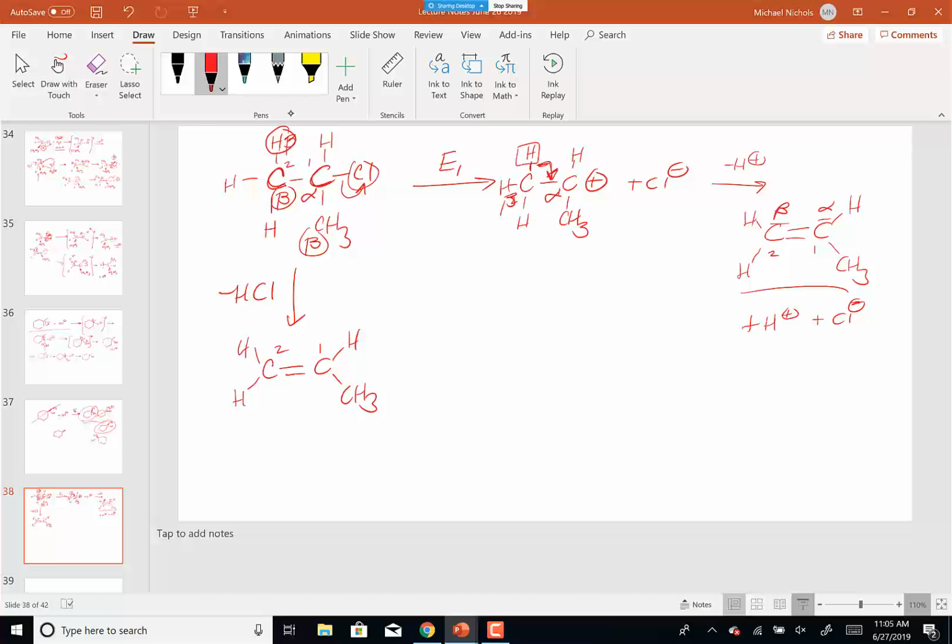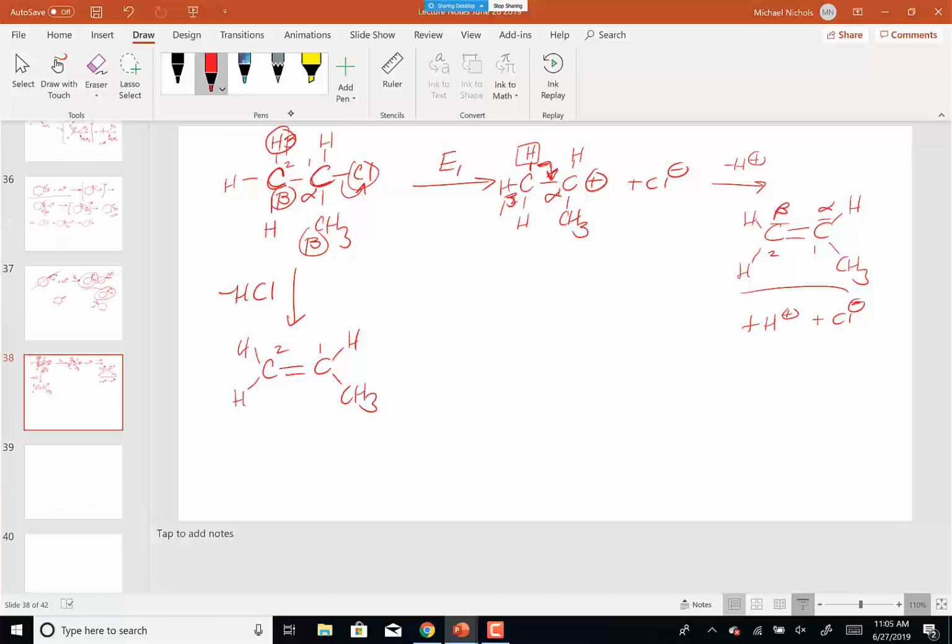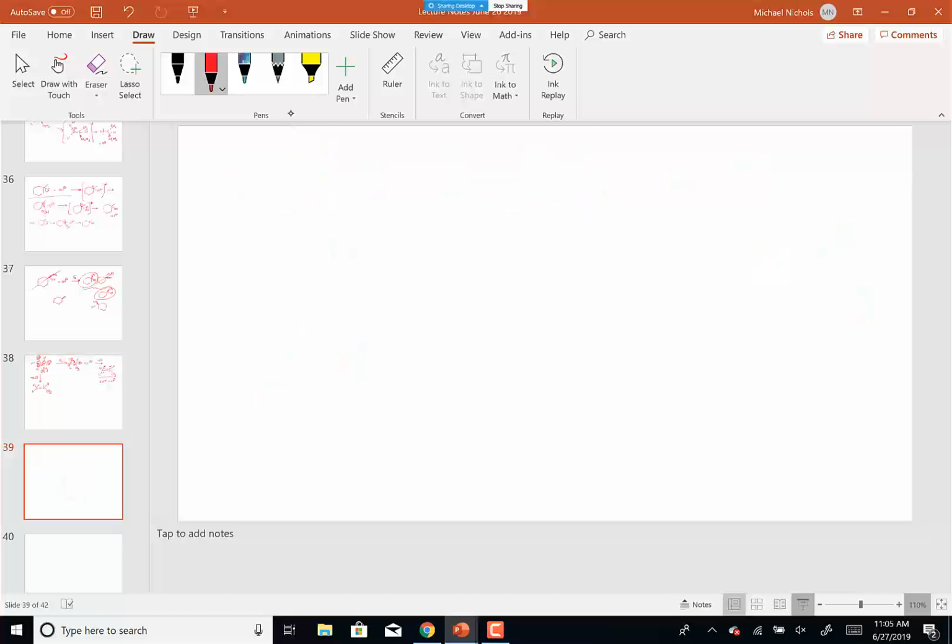So we're going to form an alpha-beta double bond. If I just wanted to write the product of this reaction, all I need to do is lose the leaving group, lose a beta hydrogen, and form the double bond. So I can write the product or products of this reaction without ever writing the mechanism. Let's try it.